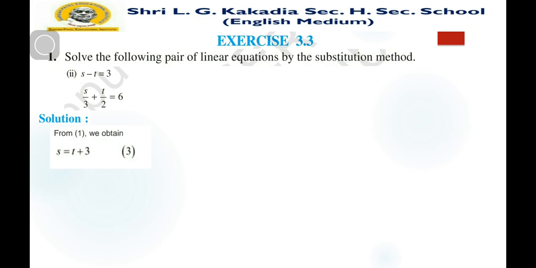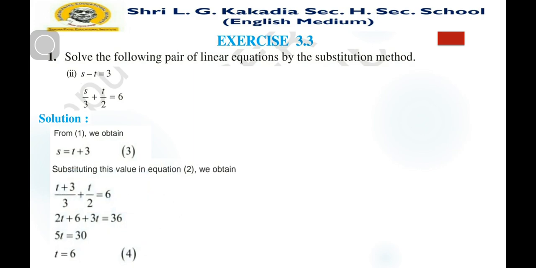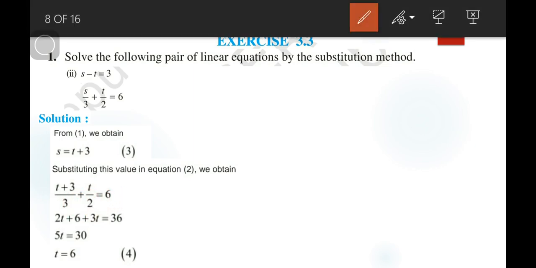Solution. From equation number 1 we obtain s is equal to t plus 3. So we take the value of s and find s is equal to t plus 3. Now what do we do? We substitute this value in equation number 2. We put s as t plus 3, so (t plus 3) by 3 plus t by 2 is equal to 6. Now here you can see that in the denominators there are 3 and 2.